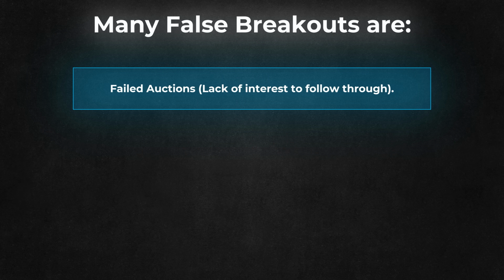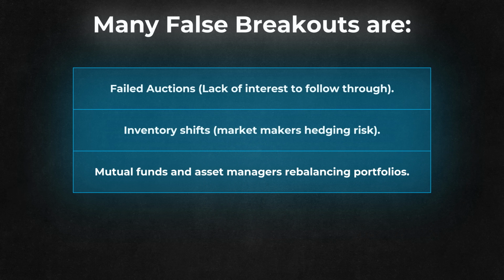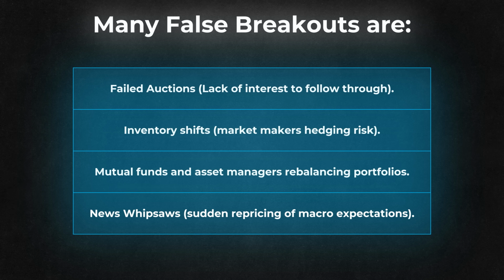Retail traders assume all false breakouts are engineered, but in reality, many of the false breakouts are failed auctions, which means a lack of follow-through interest; inventory shifts, which is when a market maker is hedging risk; mutual funds and asset managers rebalancing portfolios; and news whipsaws, meaning a sudden repricing of macro expectations.